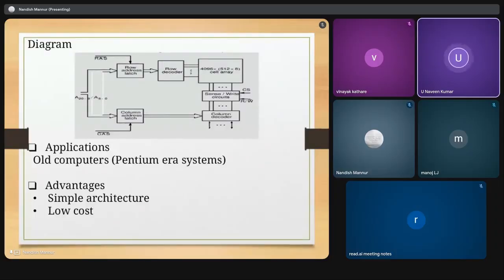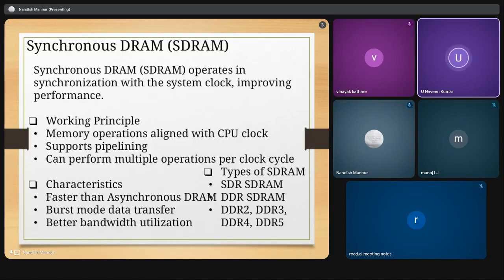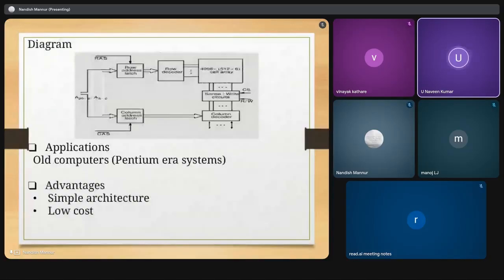And applications we have: Pentium era systems. Asynchronous DRAM was commonly used in early PCs like Intel Pentium systems, and replaced later by SDRAM due to performance limits. And advantages we have simple architecture, means it is easy to design and control, and less complex hardware. After that we have low cost, means it is cheaper to manufacture, and it is suitable for early and low performance systems. Thank you.